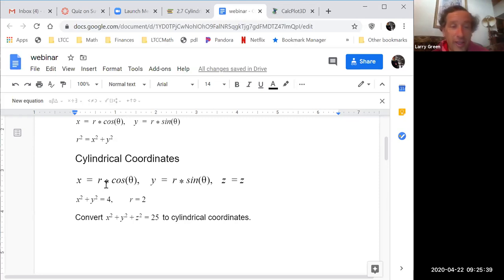This one's messier than the cylinder example, as you might expect, because cylinders are perfect for cylindrical coordinates. But it's not too bad. So let's see if you convert x squared plus y squared plus z squared to cylindrical coordinates. Shouldn't take too long.